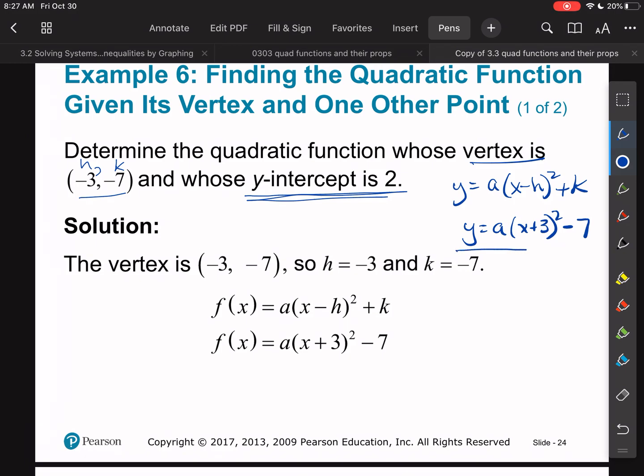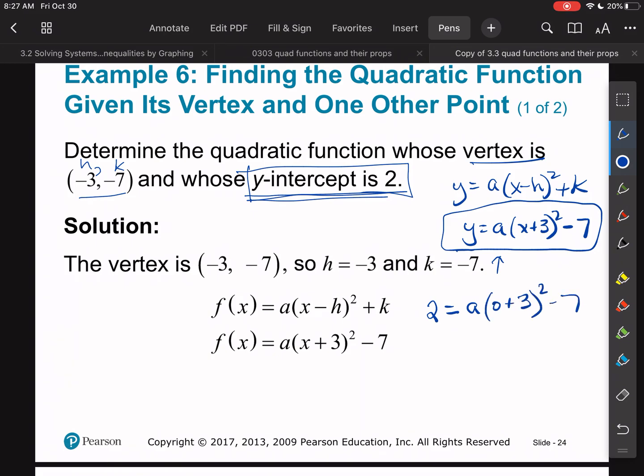Okay, that is my equation so far, but they're going to want us to come up with an a for this. So in order to come up with that a, I can use the fact that I know the y-intercept. So when x is 0, I know that my y is 2. So I can say this: 2 is equal to a times (0 plus 3) squared minus 7. All right, let's simplify this a little bit. This is 2 equals a times 9 minus 7.